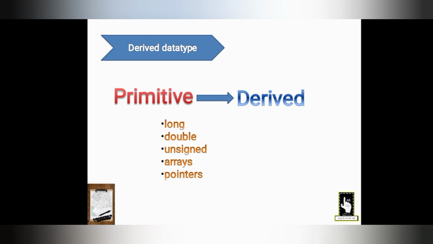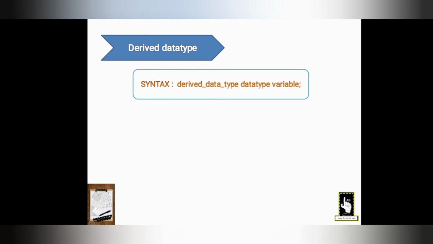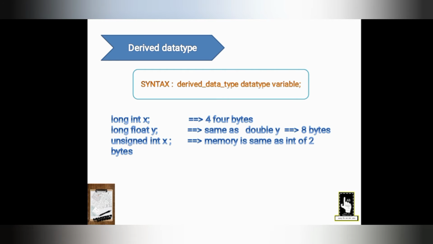Syntax for this is derived data type space variable. Say long space int space x. So for int, as we have discussed, it is 2 bytes. When you put the word long, the total memory allocation becomes 4 bytes. In the same way, long float y, same as double y, would be 8 bytes. Unsigned int x, memory is the same as int, just 2 bytes. The difference is that using the unsigned keyword allows us to use all bits stored in the value. In a regular integer, the most significant bit, that is the leftmost bit, is a sign bit.